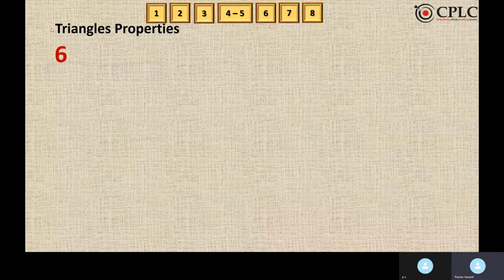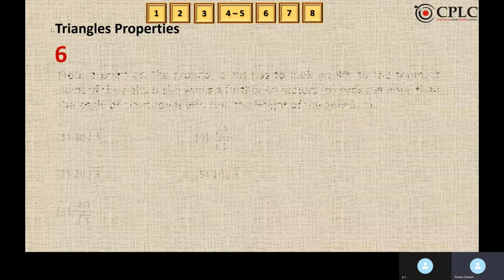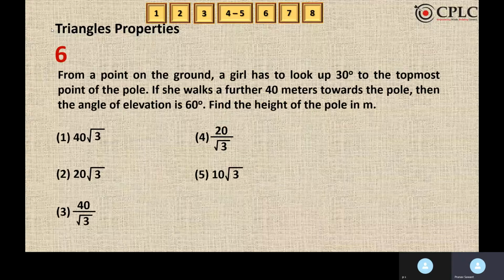Moving to the next question. From a point on the ground, a girl has to look up 30 degrees to the topmost point of the pole. If she walks a further 40 meters towards the pole, then the angle of elevation is 60 degrees. Find the height of the pole in meters.